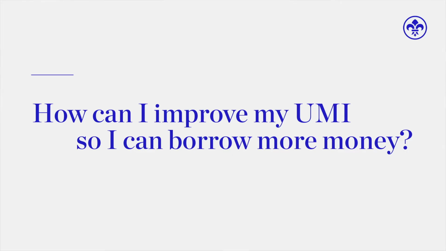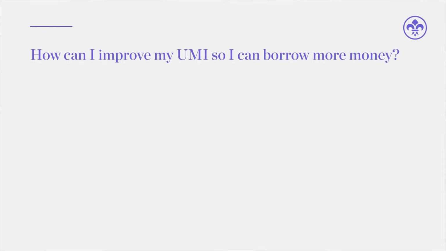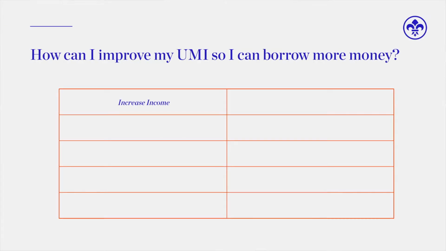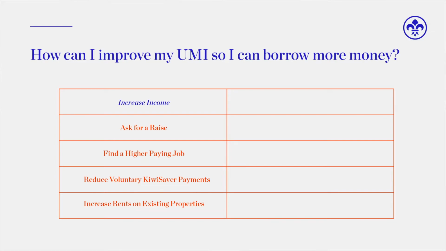There are two main ways that you can improve your UMI or uncommitted monthly income. The first is increasing your actual income. So you can do this by asking for a raise, for example, or changing jobs to get a higher income. You can do things like reduce your voluntary super payments. So if you've got KiwiSaver, you do have the ability to opt out if that's the right thing for you, and therefore it increases the amount that hits your actual account. You can look to increase your rents. So things like this will improve the credit side of things.